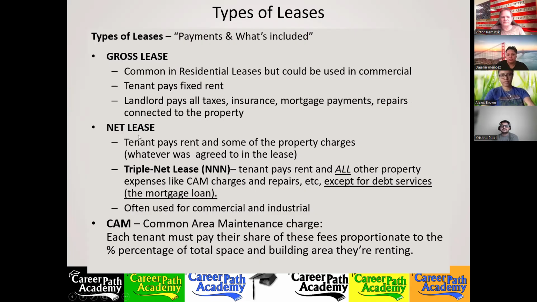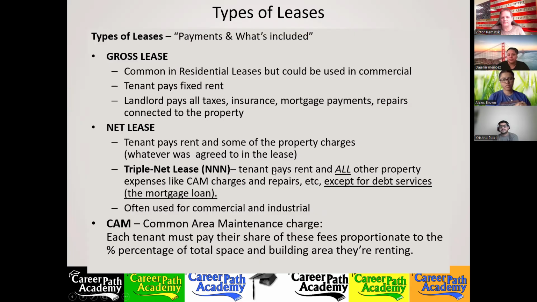Now, in a net lease, the tenant pays their rent and some of the property charges, whatever was agreed to in the lease. In a triple net lease, expressed as NNN, the tenant pays rent and all other property expenses like CAM charges, the common area maintenance charges, landscapers, snow removal, the repairs of a leaky roof or air conditioning units, etc. They pay for everything except for debt service, which would be the mortgage loan. This is often used in commercial and industrial properties.